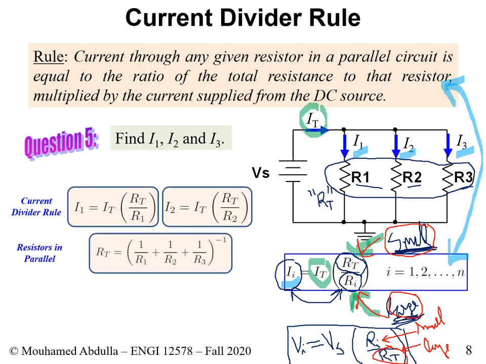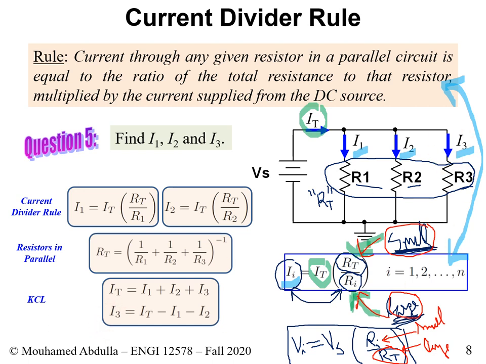So if we use KCL, we could then say that the total current is equal to I1 plus I2 plus I3. We have the total current. It's given to us. We have I1 and I2. We just found them using the current divider rule. So we could always find the third one, I3, using KCL.